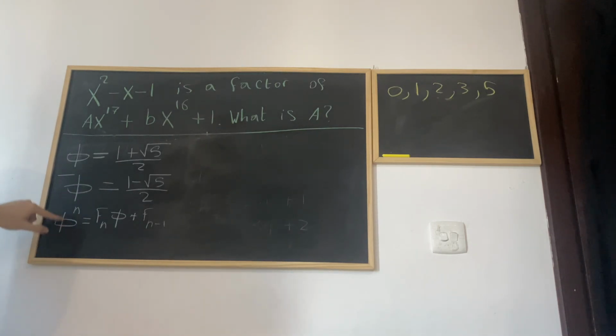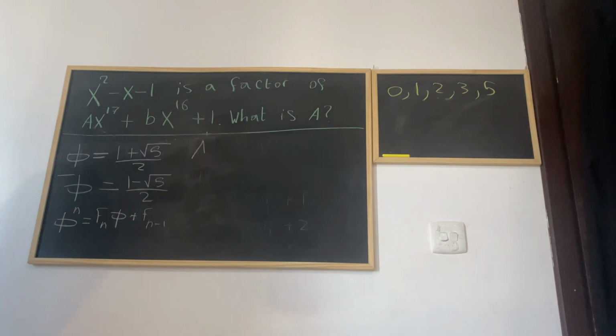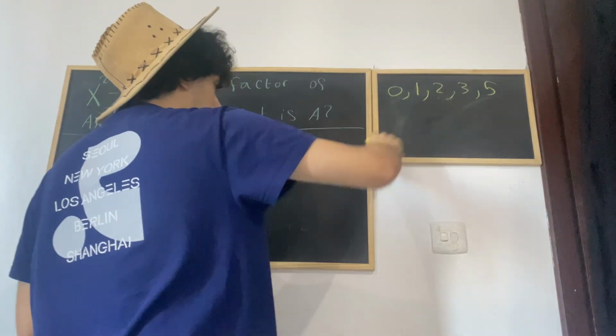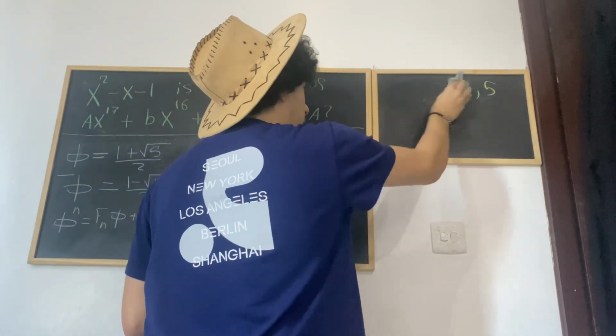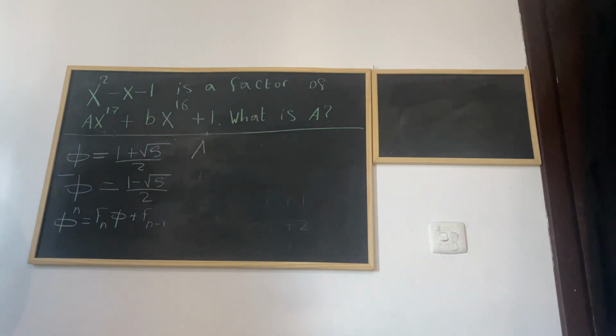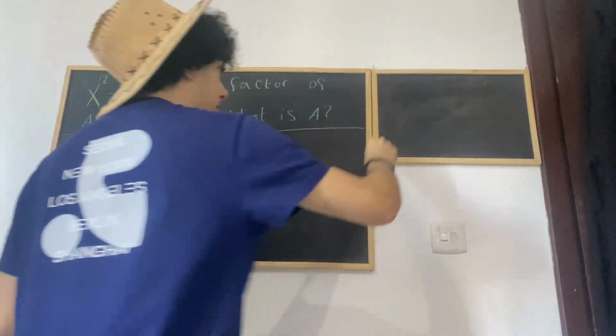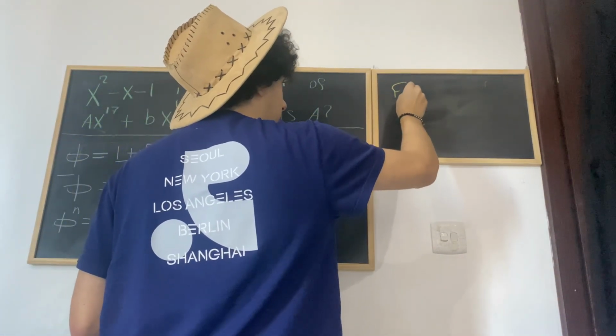By the way, this general formula also works for the inverse phi root. It works for both of them. But let's just keep using the first one so we don't confuse people. So here we're going to have that A. Actually, before I do this, let me note something that we are going to need. We are going to need 3 Fibonacci numbers. Can you guess which ones those are? I'll give you a second. We're going to need Fibonacci number 17, Fibonacci number 16, and Fibonacci number 15.